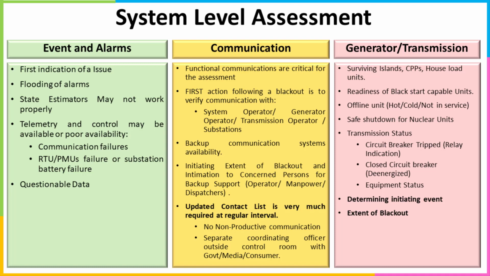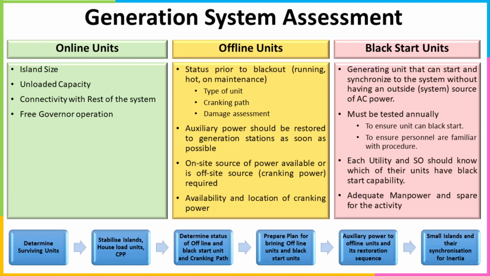And you have to look into the transmission aspect: the circuit breaker, whether opened or closed, what is the equipment status. And you try to find what is the initiating cause of the event and what is the extent of the blackout in terms of the system level assessment. Those system level assessments will be done by the operators, ISOs, TSOs basically. Then the generating plants have to assess what is the problem with their system, and they provide this information to the system operator also.